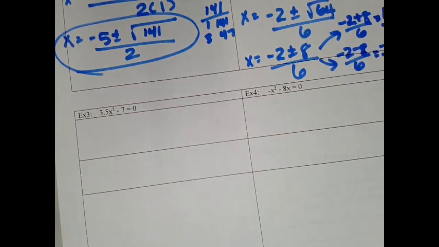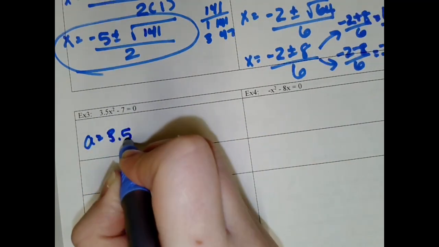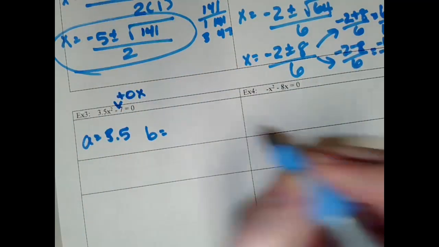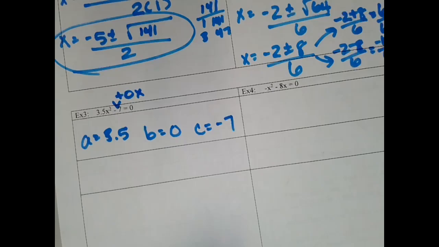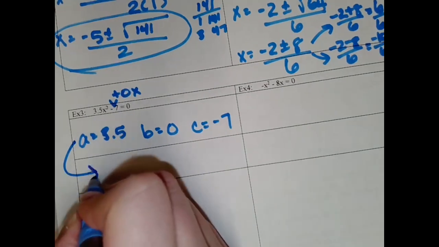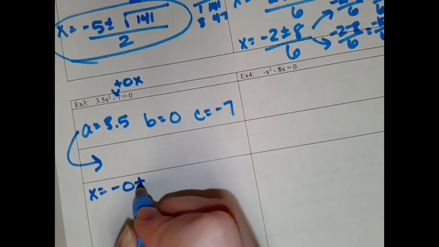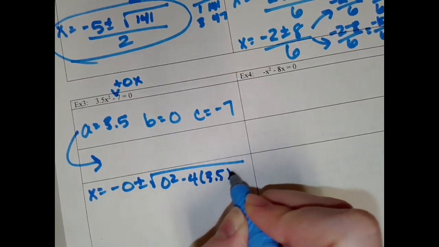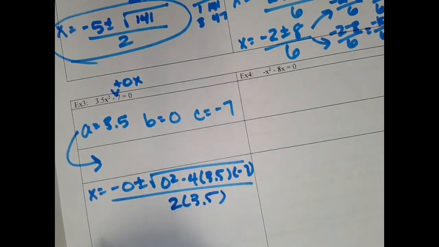Example 3. For example 3, it's already set equal to 0. A is the number in front of x squared, that's 3.5. B, I'm missing an x to the first power, so B is 0. And C is negative 7. So I guess I should have written that there. Let's go ahead and plug it in. X equals negative b plus or minus square root b squared minus 4 times a times c all over 2 times a.